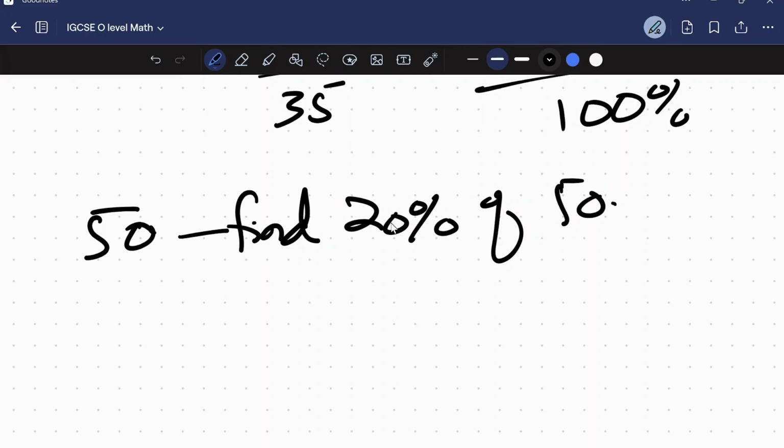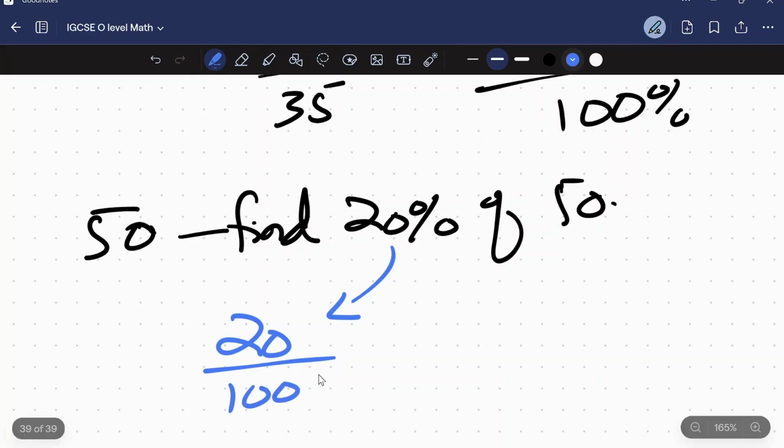So let's just find the 20% as a fraction. 20% as a fraction can be represented as 20 out of 100, right? That's how we represent percentages. When it comes to percentages, the denominator should be 100. So 20% as a fraction is 20 over 100.